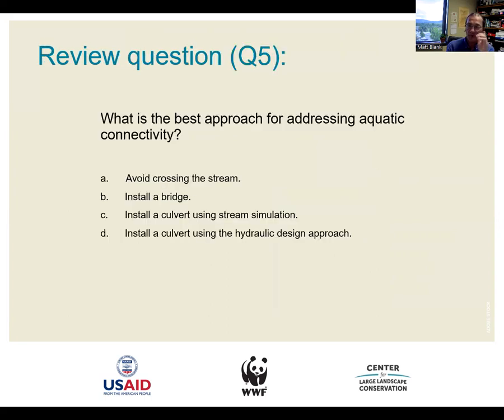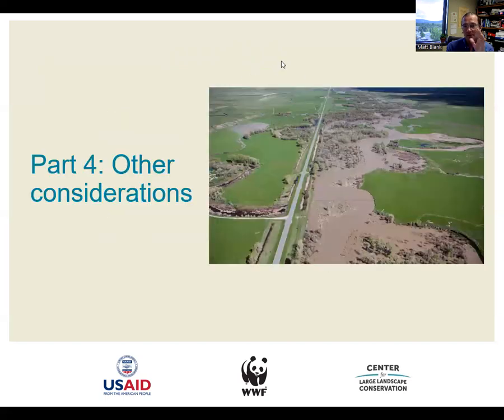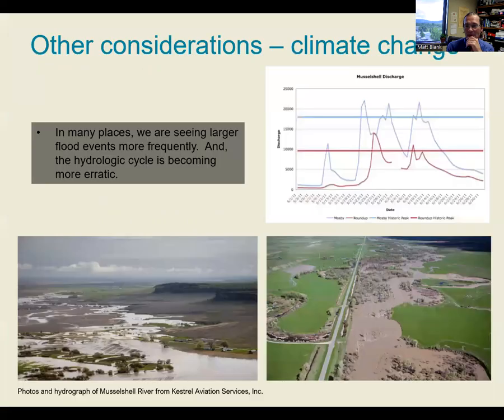Last question, question 5. What is the best approach for addressing aquatic connectivity? There's 4 options there in the multiple choice. The answer is avoid crossing the stream. All right. Bear with me here. We're in part 4, some other considerations, and then we'll wrap this up.